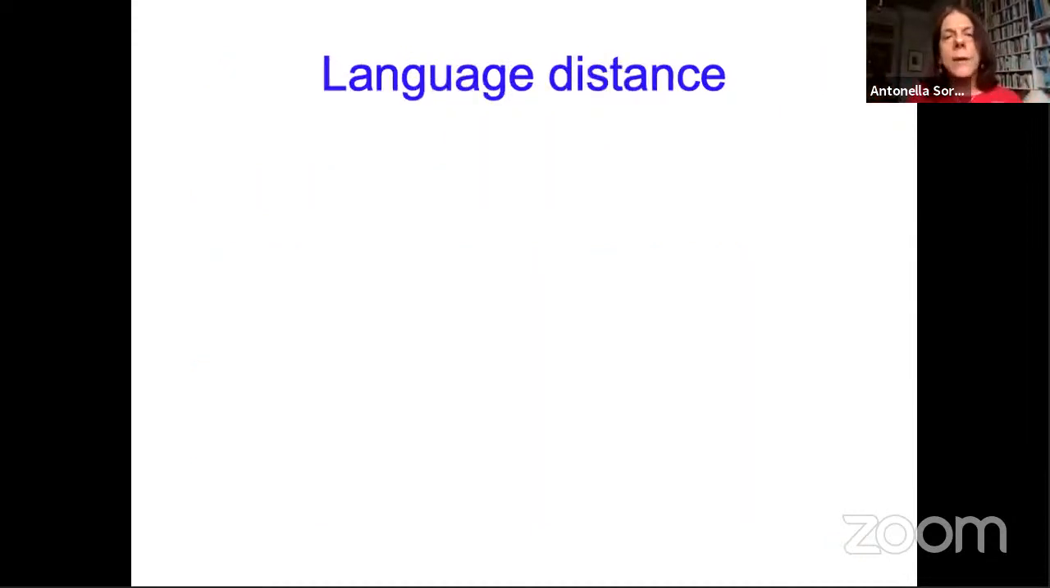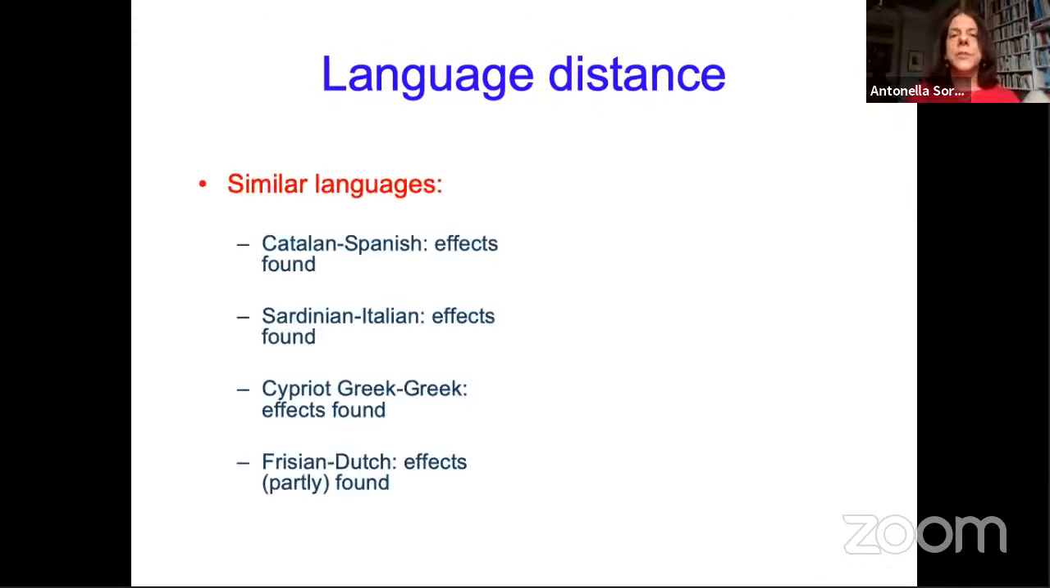The variable that we don't fully understand is the effects of language distance. So among the minority languages that I mentioned, there are typologically similar languages, such as Catalan Spanish, Sardinian Italian, Cypriot Greek and Greek, Frisian Dutch. But again, we don't see consistency. The effects are generally found, but not completely.